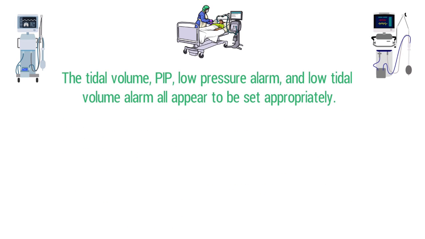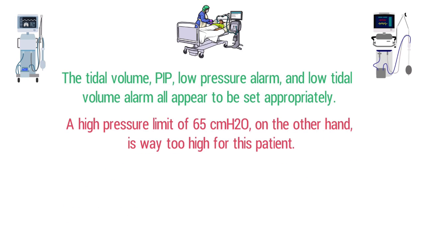To answer this one correctly, you needed to have a basic understanding of ventilator settings and alarms. This is definitely a topic that you should spend some time on when preparing for the TMC exam. For this patient, all of the settings are acceptable except for one. The tidal volume, peak inspiratory pressure, low pressure alarm, and low tidal volume alarm all appear to be set appropriately. However, a high pressure limit of 65, on the other hand, is way too high for this patient.